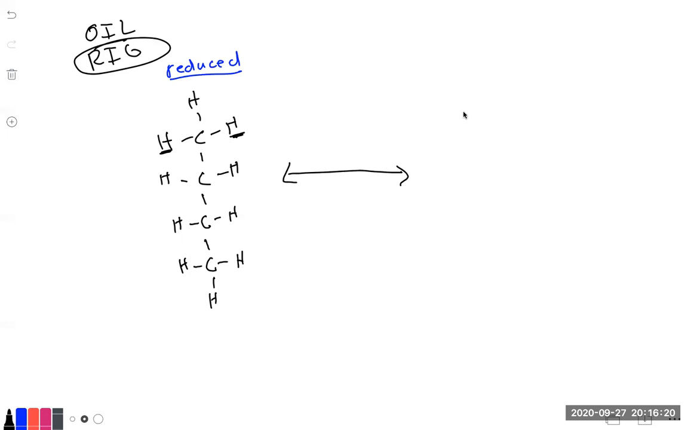So what would happen if we had an enzyme that came in contact with this hydrocarbon and it was an oxidase. Well, this oxidase is going to oxidize this hydrocarbon. What would that look like? Well, would you lose all of your electrons? No. Would you lose most of them? Absolutely.